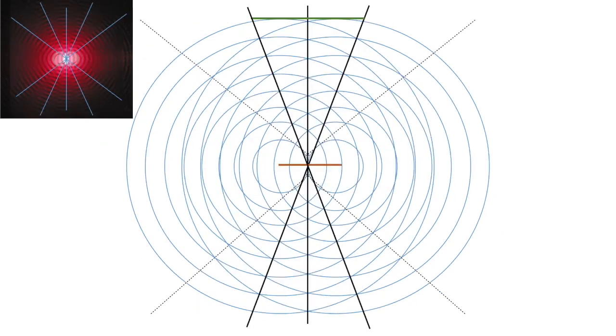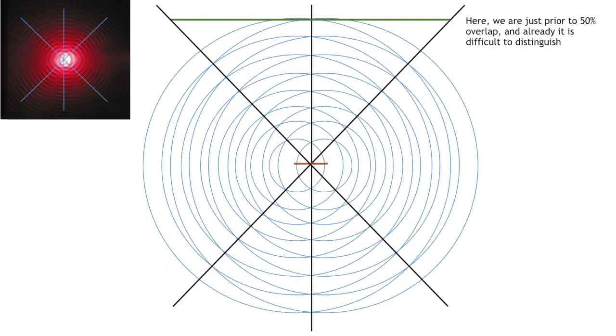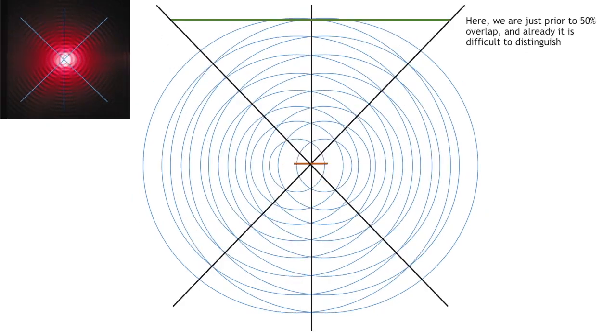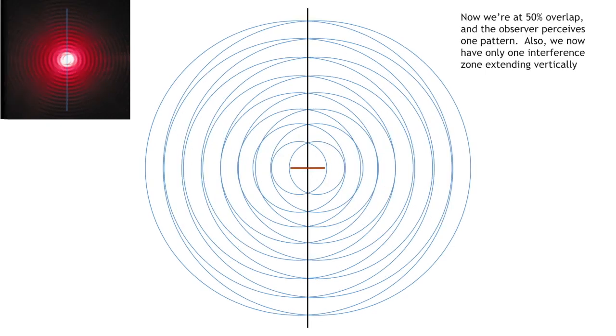And here we're down to 3 constructive rays, and the pattern is spreading out. Excuse me, on the last one we were down to 5. Now we're down to 3. You can see in the upper left we're down to 3. And here we're just prior to 50% overlap, and already it's difficult to distinguish the pattern as 2 distinct patterns. Now we're at 50% overlap, and the observer perceives 1 pattern. Also note that we only have 1 interference zone extending vertically at this point. You can also note in the upper left, it looks as though it's 1 pattern.